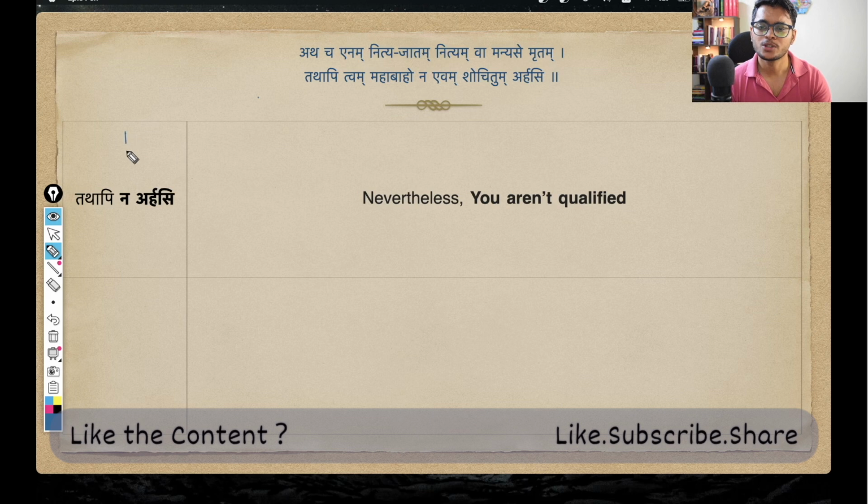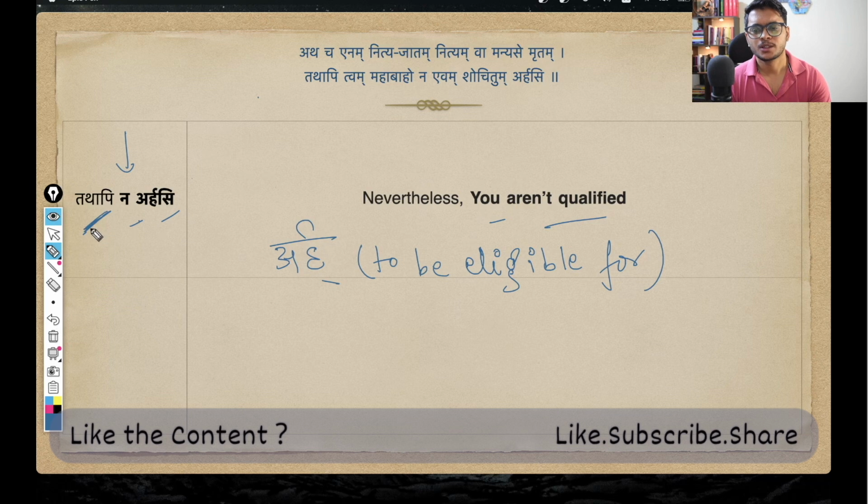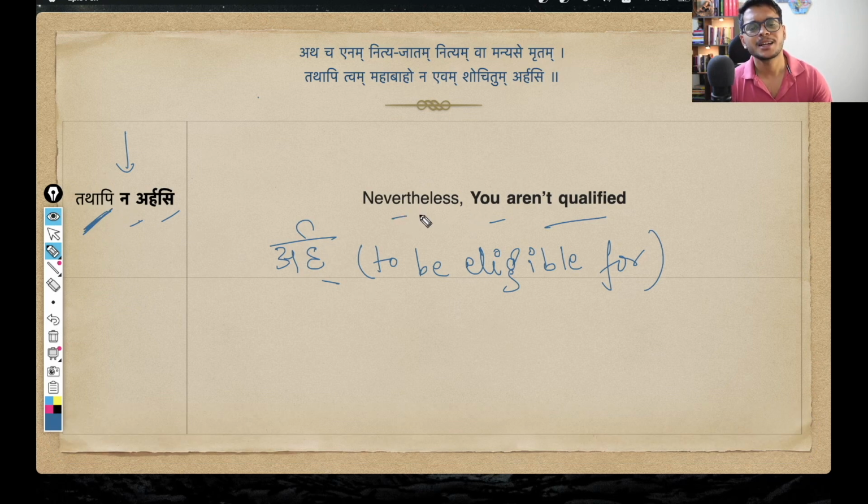But anyways, with this, what Krishna is saying to Arjuna is that Arjuna, even if you believe this self, this Atma, to be subjected to the cycle of birth and death. So even if you believe the self is subjected to such a cycle. And then he further continues and says, tathapi, nevertheless, na arhasi, you aren't qualified. So tathapi, again, as we discussed earlier, is an avyaya, and this simply means nevertheless.